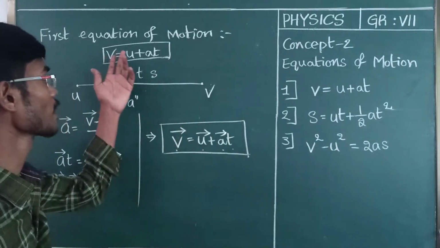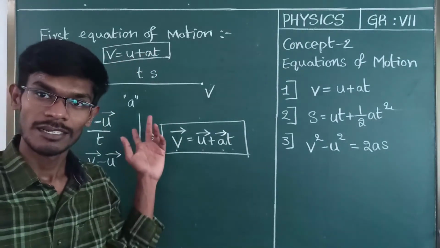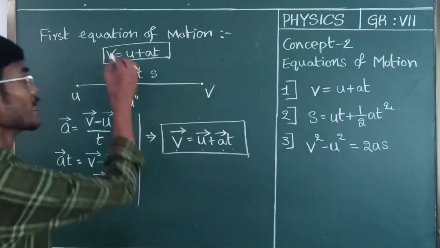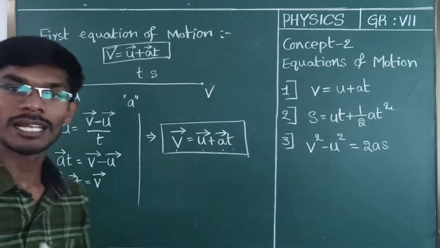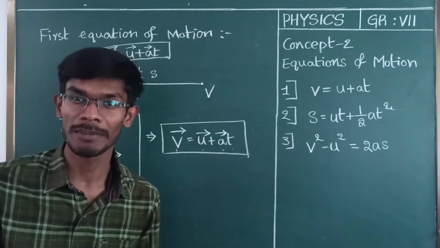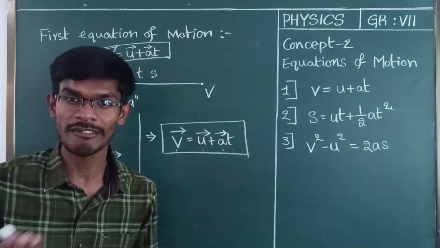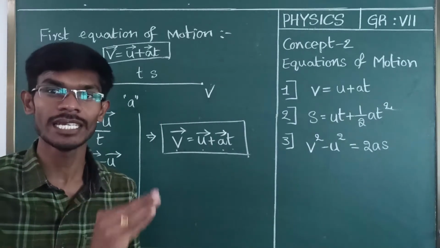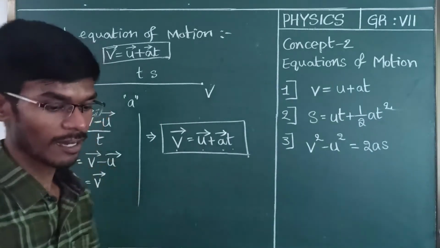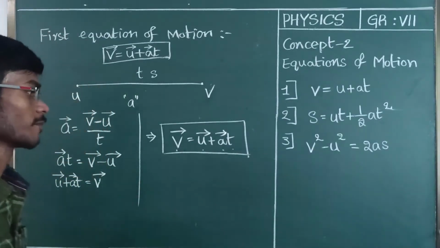Sir, here you did not represent a bar. We can represent the bar here also; nothing will happen. We are considering the motion of an object with uniform acceleration, and acceleration is a vector physical quantity. So we can write v bar = u bar + a bar t. That is the first equation of motion.